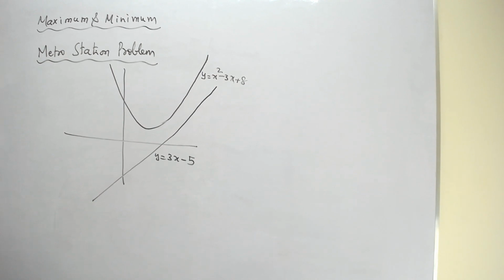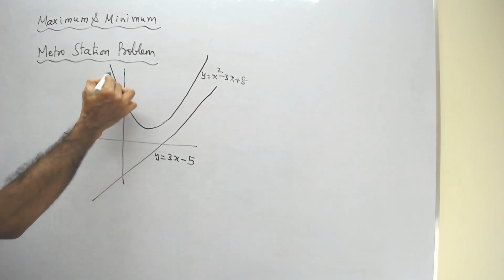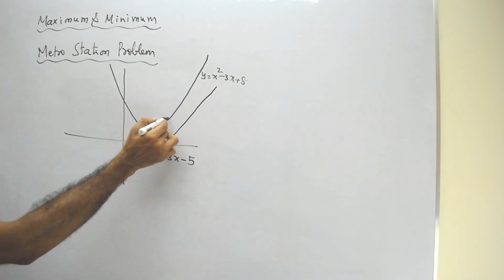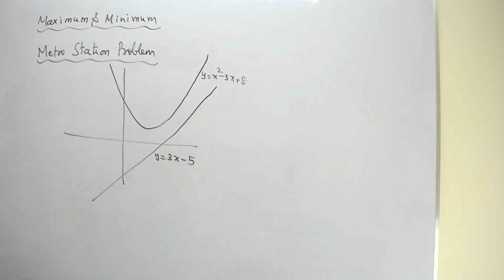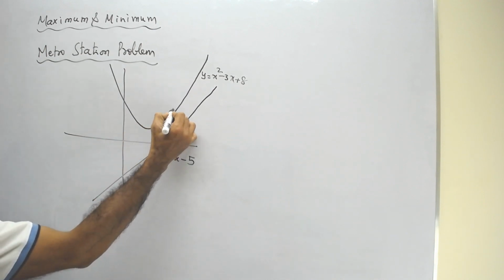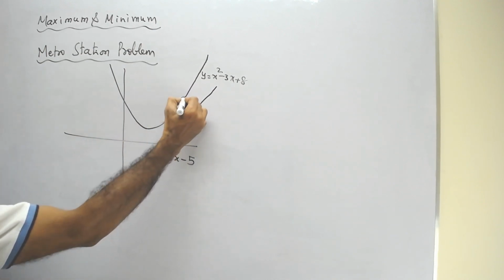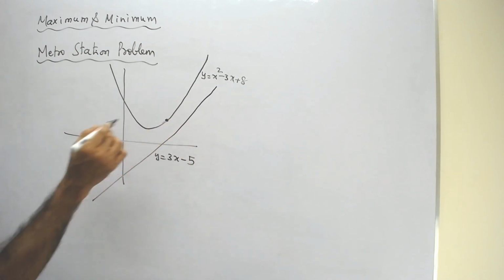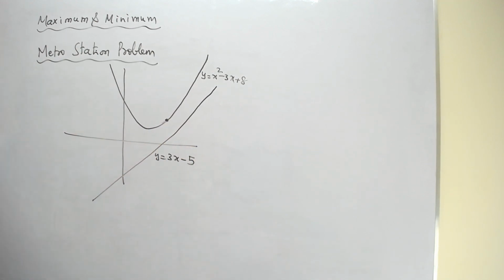Now the question is where to build a metro station in this corridor so that it is closest to this highway, and hence commuters can reach the highway in the shortest path. So the idea here is somewhere here, is it clear? Not every point is closest to the straight line, somewhere here it will be the closest. What is that? That's what we need to find out.